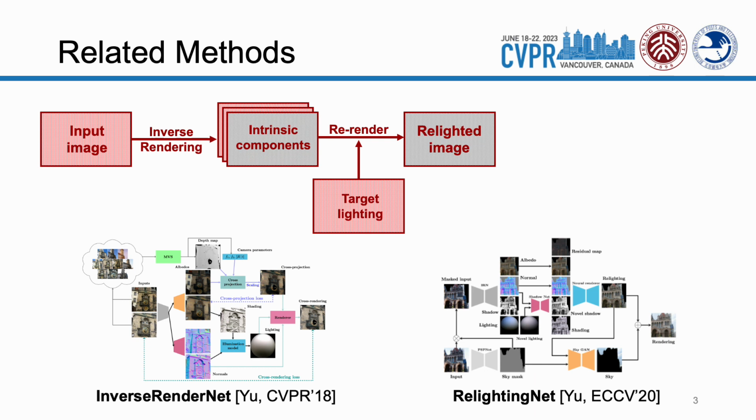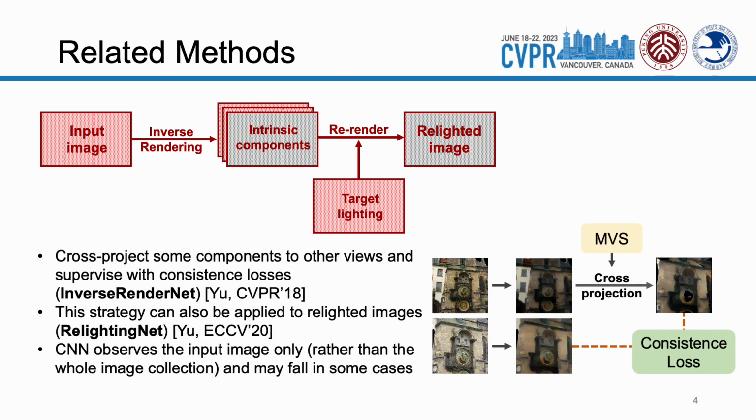However, the inverse rendering methods usually suffer from the lack of labeled real-world data, especially for outdoor scenes. Yu et al. obtained supervision from cross-projection, which projects the image and predicted intrinsic components from one view to another and forms consistency losses. The same strategy can also be applied to the relighted images. However, the convolutional neural networks observe the paired input images only, which cannot make full use of the multi-view image dataset, and sometimes produce noisy or even undesired outputs. But neural radiance fields can overcome these defects.